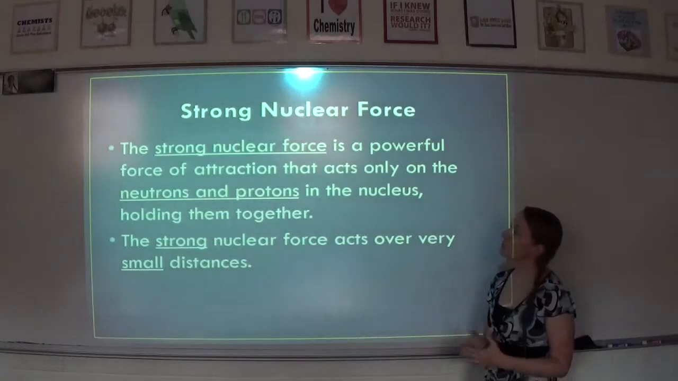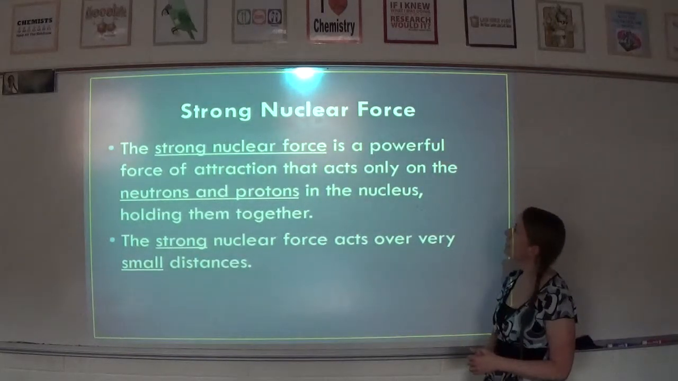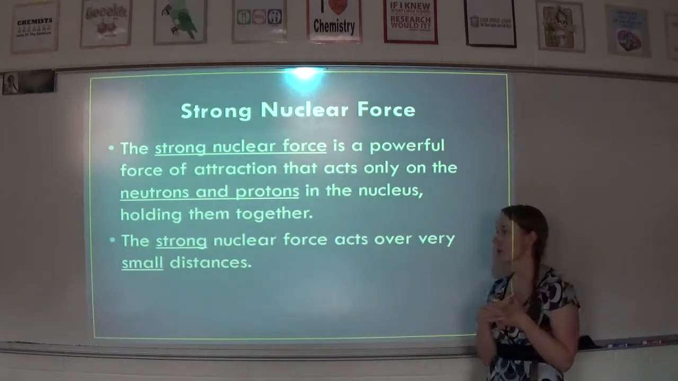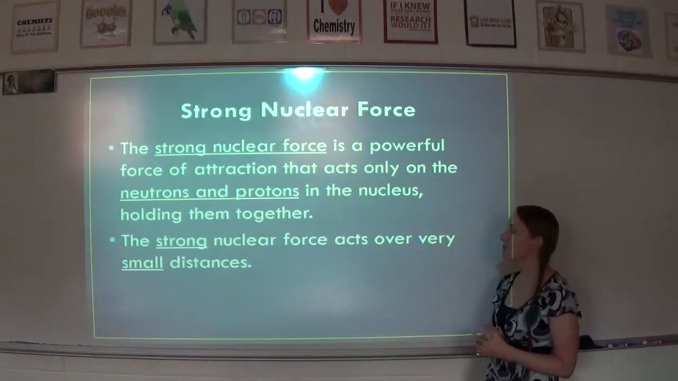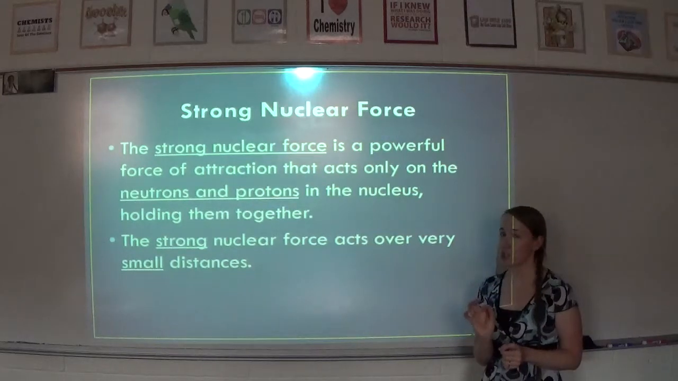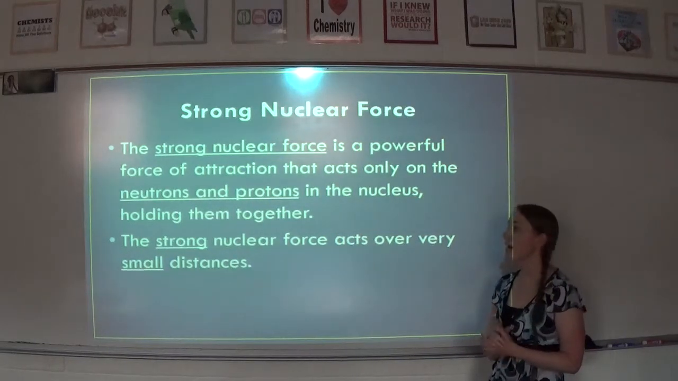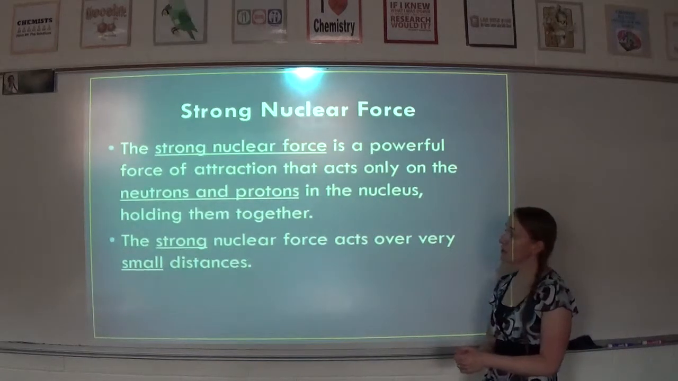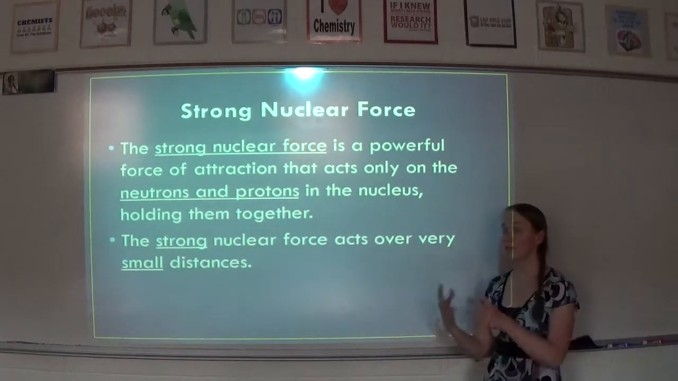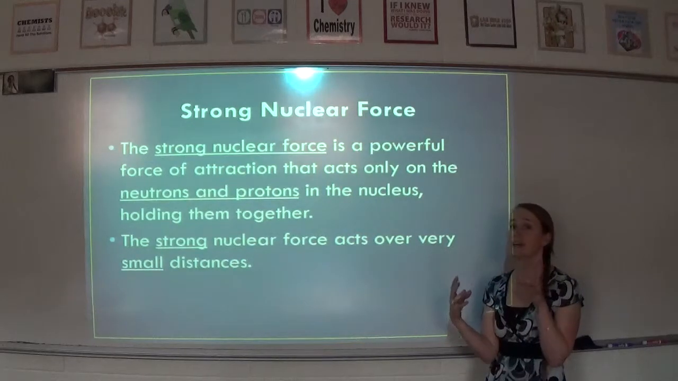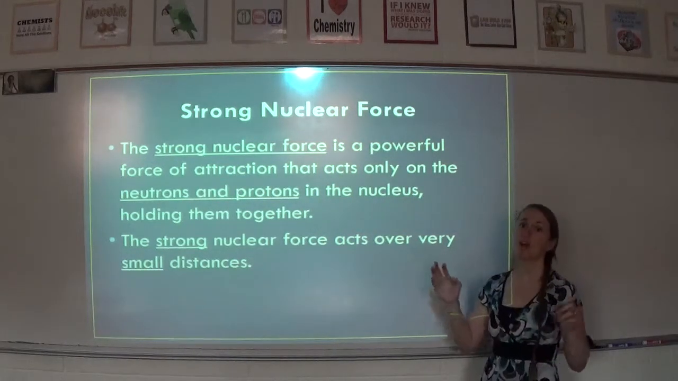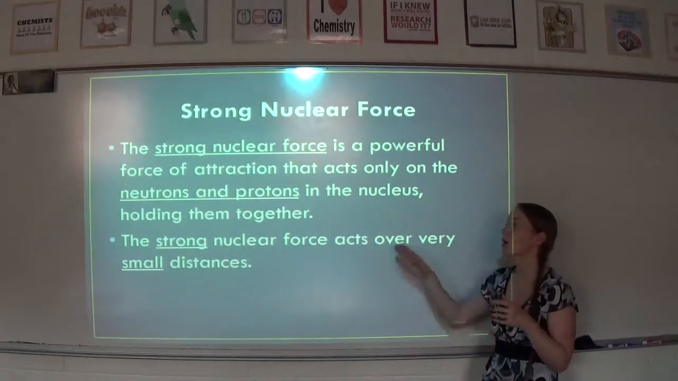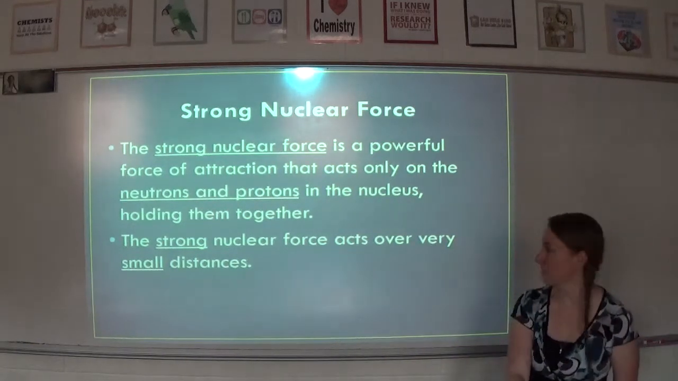The strong nuclear force is a powerful force of attraction that acts only on the neutrons and protons in the nucleus, holding them together. The strong nuclear force acts over very small distances. You have to think about how tiny a nucleus is. And when we get into radioactivity later in the year, we'll learn that when the nucleus starts getting too big, that's when it starts breaking down and radioactive decay starts occurring, because the nucleus has just gotten too large for that strong nuclear force to hold it together.